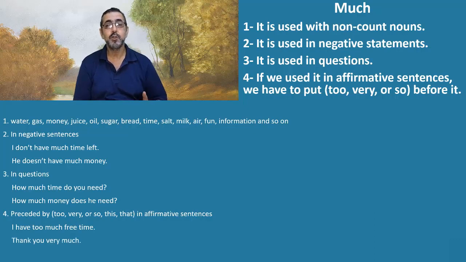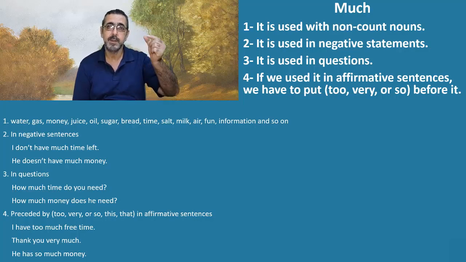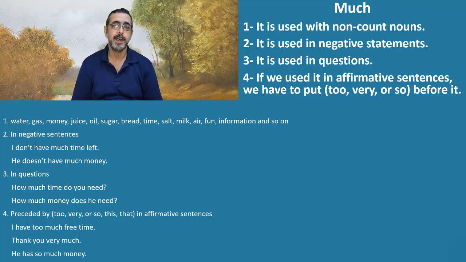So when you say I have too much free time, if I say I have much free time, that's wrong in the English language. I have to put either too or very or so before it. He has so much money. We don't say he has much money. We have to say too much money or so much money or this much money when we point to the amount.